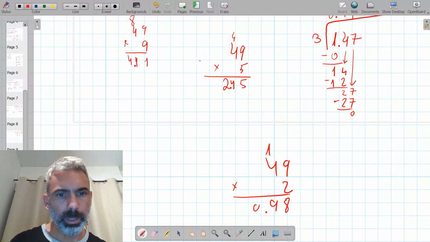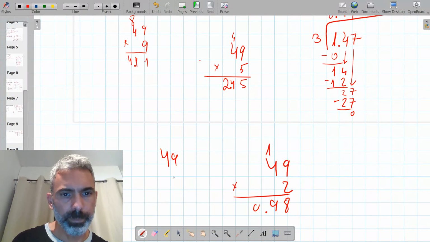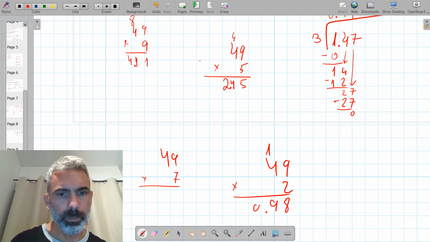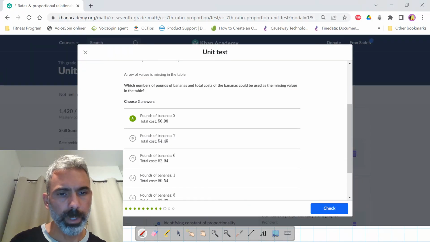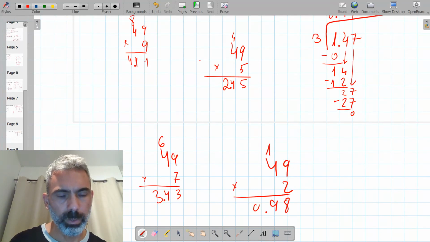7 times 49. 7 pounds times 49 cents. 7 times 9 is 63. 7 times 4 is 28 plus 6. 28 plus 6 is 34. So option B is incorrect. This should be 3.43.